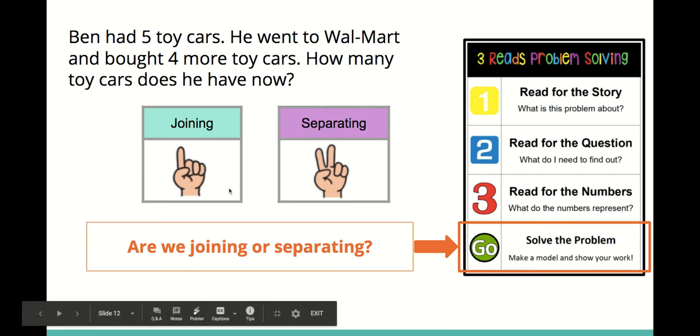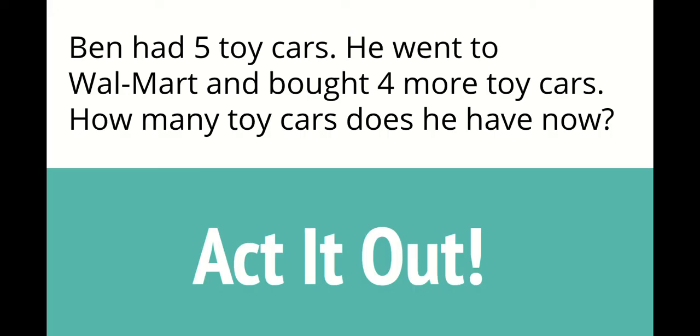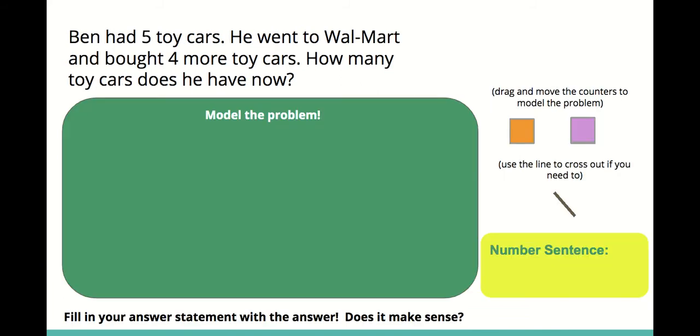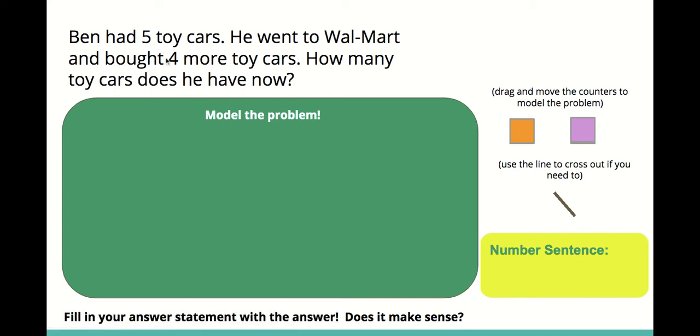So Ben started with 5, he got 4 more, and now let's see how many he has now. So are we joining or are we separating? Well, we're joining because we're taking what Ben had and adding more to it. So we're going to get a bigger number. The way we can act this out is we would move these little cubes over, but I actually don't have that ability here on my screen. So we're just going to talk through it. If he has 5 toy cars plus 4 toy cars equals 5, 6, 7, 8, 9 total toy cars. And that answers our question. How many cars does he have now? Well, he has 9 because we added 5 and 4 together.